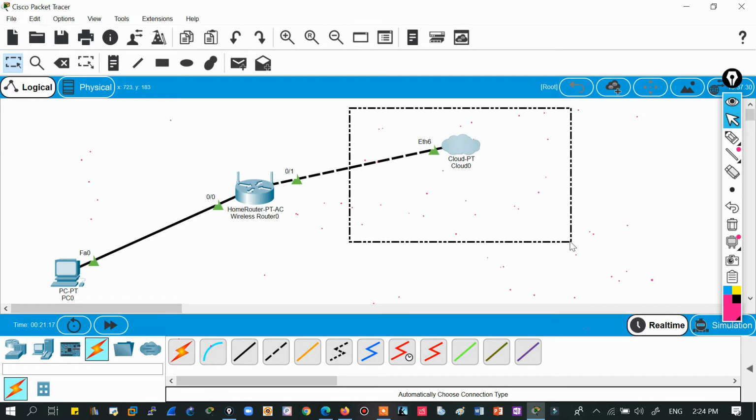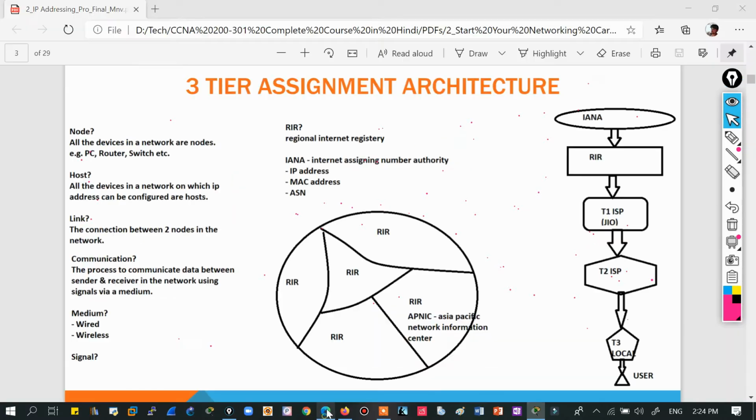No, it's not like that. Okay, so this is the concept of IP assignment. Everything is written here.